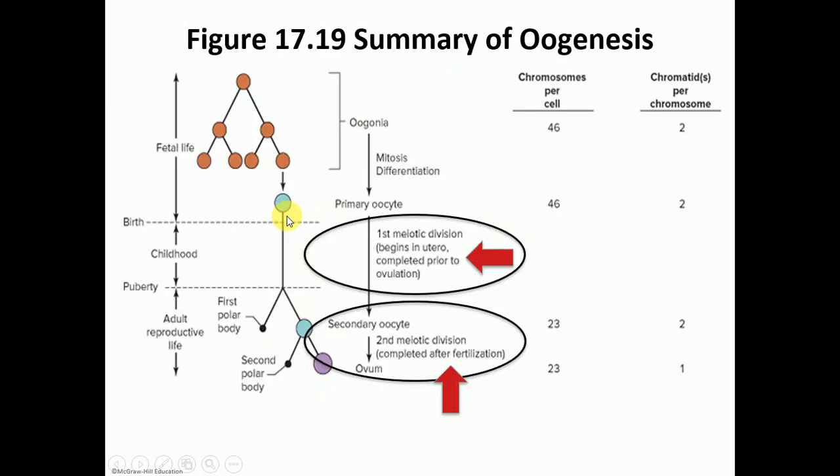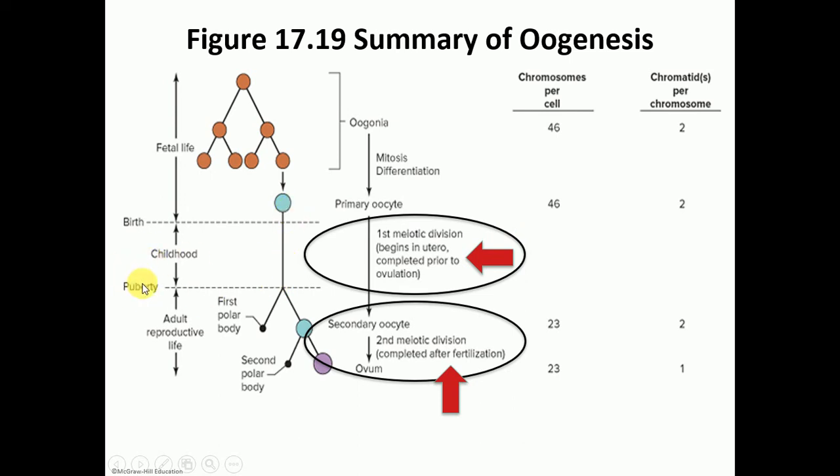And the process of oogenesis in females starts in utero, during fetal life. So you'll see here that these oogonia mature into primary oocytes, and girls are born with primary oocytes started and halted, or kind of frozen at that stage. And it won't pick up until puberty starts. So again, the first steps, the oogonia becoming primary oocytes, occur during fetal life. At birth, primary oocytes are stopped or frozen at that stage, with 46 chromosomes, 2 chromatids, and during childhood those remain the same.